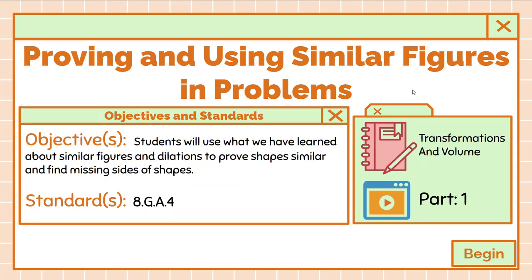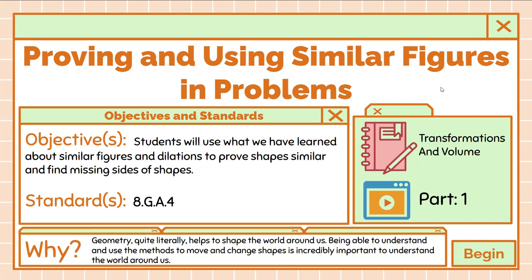You'll use what we have learned about similar figures and dilations to prove shapes similar and find missing sides of shapes. The reason we're doing this is because, as discussed previously, geometry quite literally helps to shape the world we live in. Because we live in this world, it's best that we know how to use methods to move and change shapes, or in this case, identify if shapes were changed properly and find missing sides of shapes.